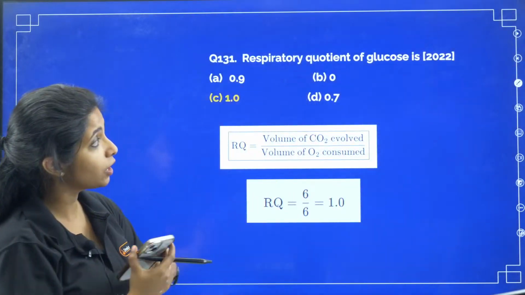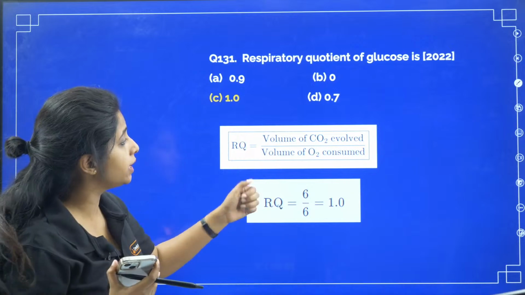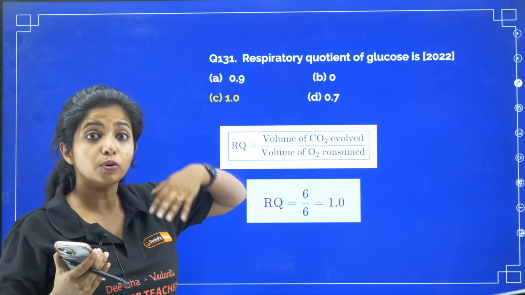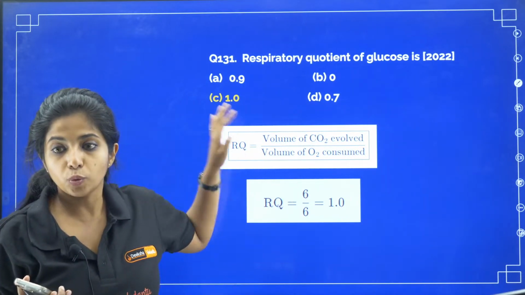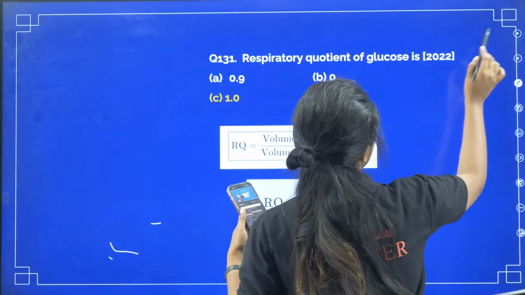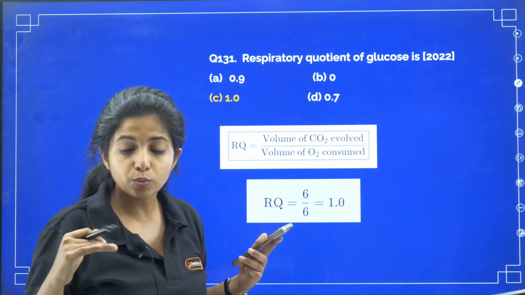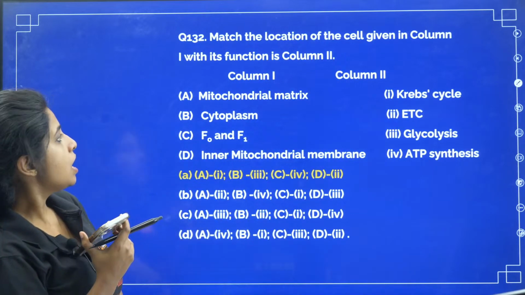Next thing, the respiratory quotient of glucose, my dear children, it is 1. It will be 1. How do you calculate it? Volume of CO2 evolved divided by volume of oxygen consumed. Okay, volume of CO2 evolved divided by volume of oxygen consumed. By 6 by 6, it becomes 1. So 1 is the respiratory quotient of glucose. You can be asked about fat or lecithin and things like that. It is 0.7. It is what? 0.7, not 1. Now match the location of the cell.